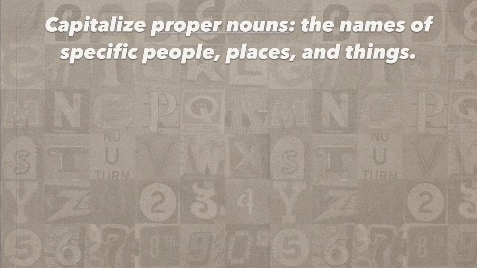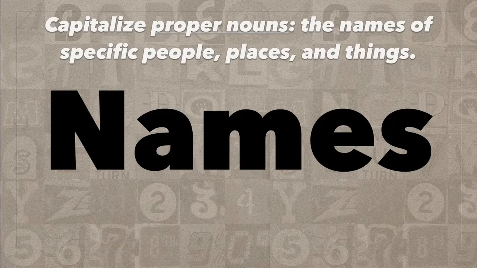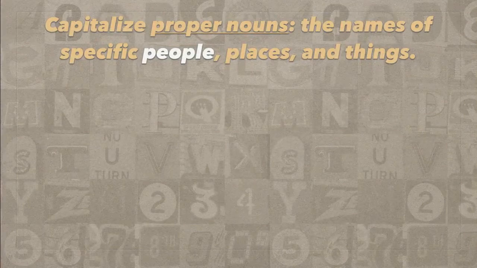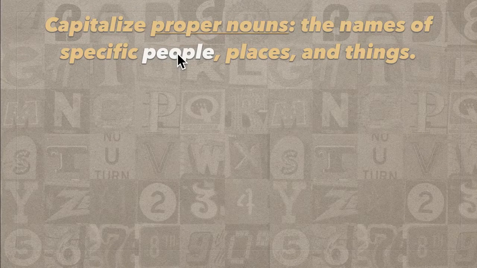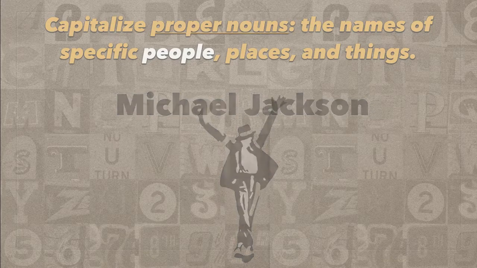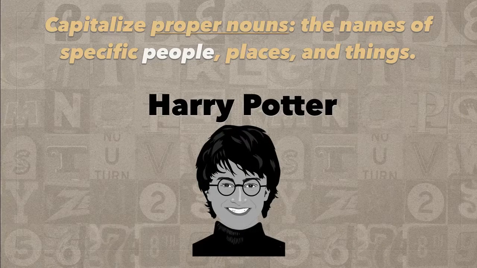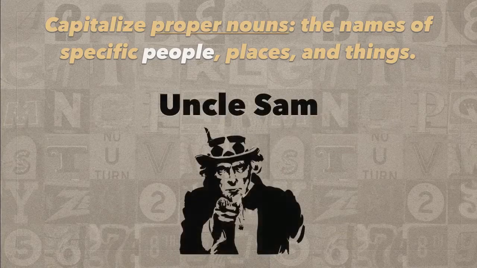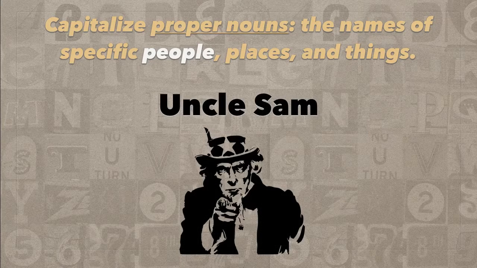Next, capitalize proper nouns. If you remember, nouns themselves are people, places, and things. Proper nouns are the names of people, places, and things. So, an easy thing to remember is always capitalize names. Pretty simple. Capitalize names of people, whether they are real people, like Michael Jackson, fictional people, like Harry Potter, or people like your uncle and aunts. Here's an example, good old American Uncle Sam.